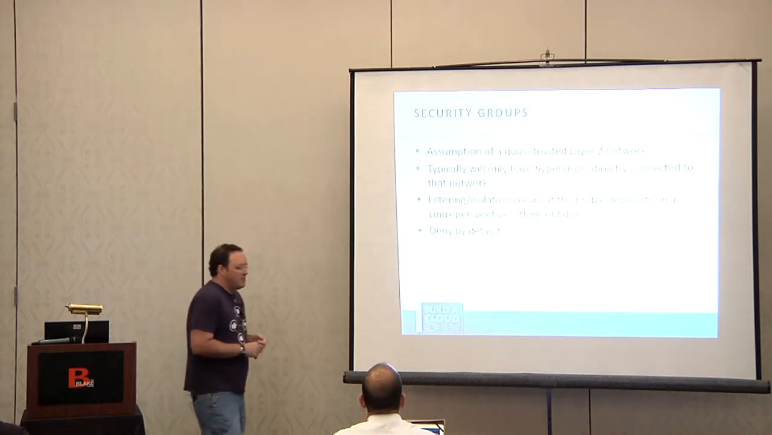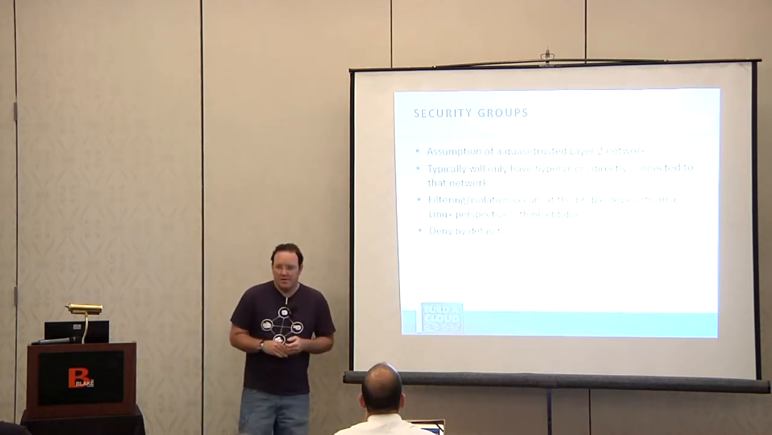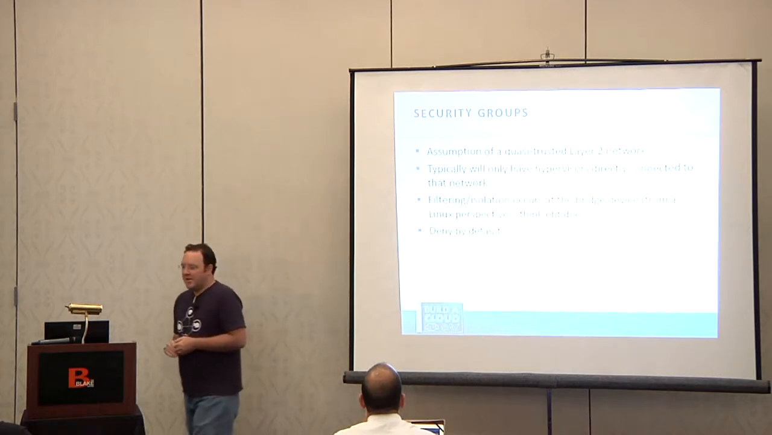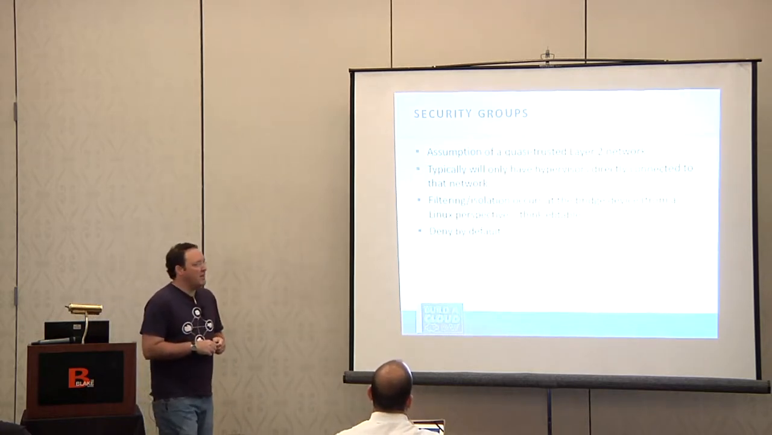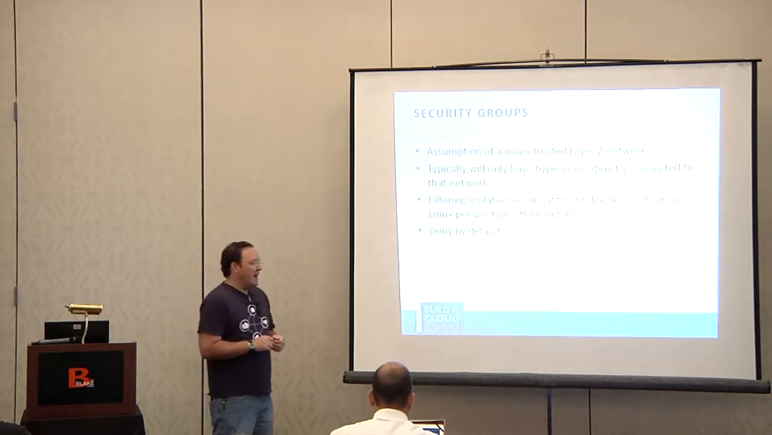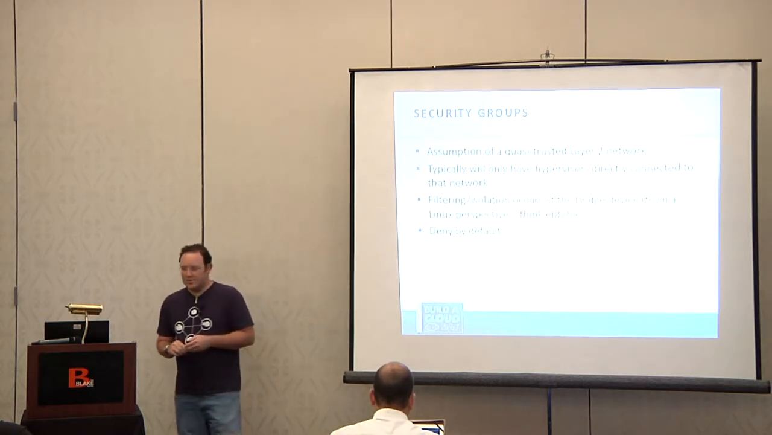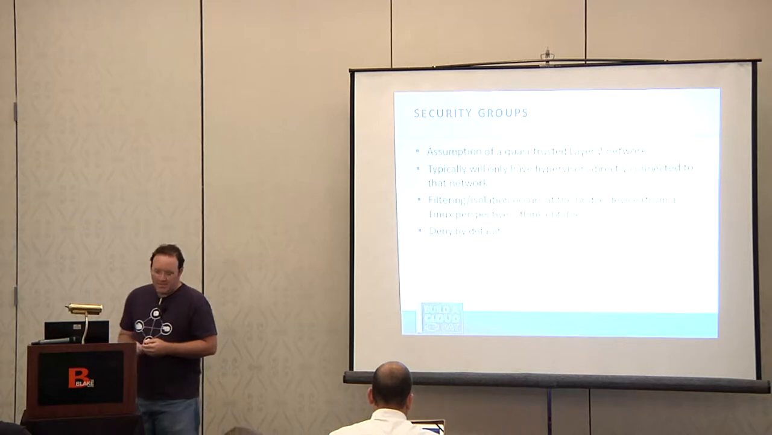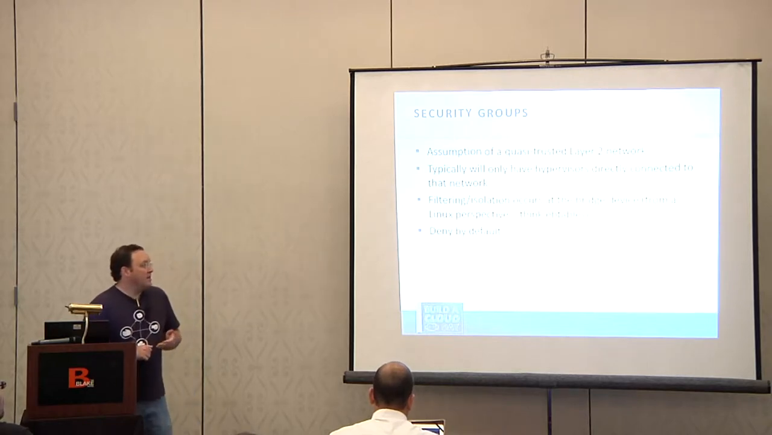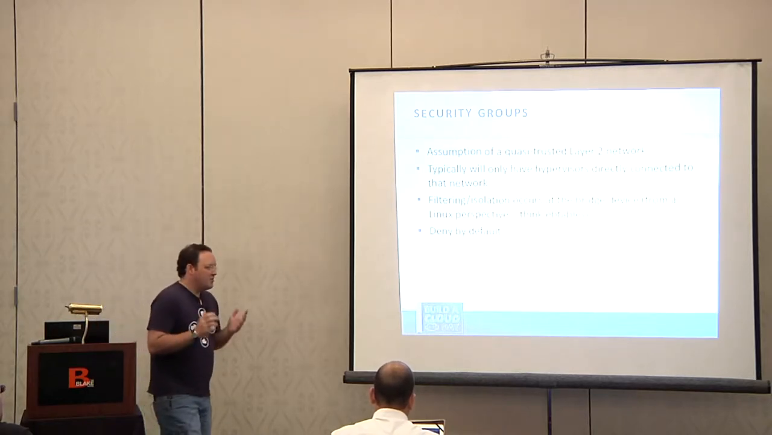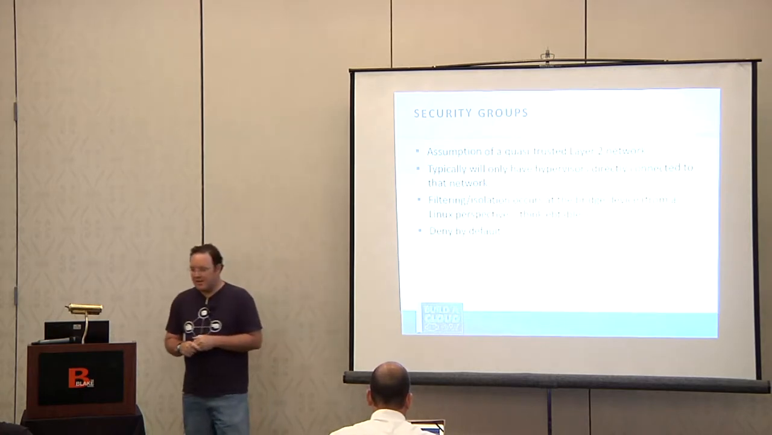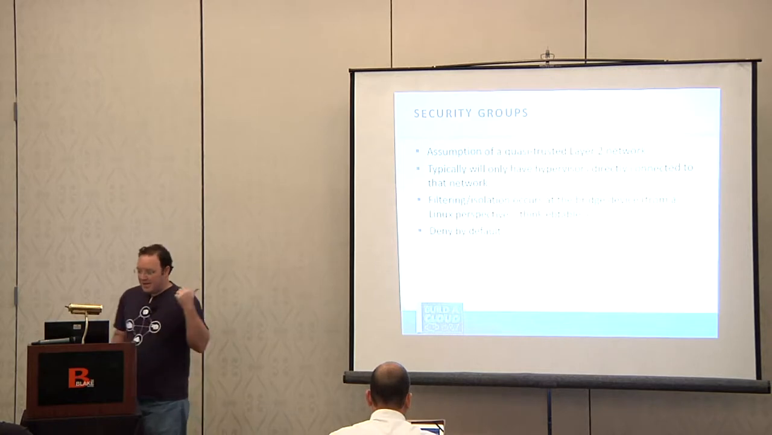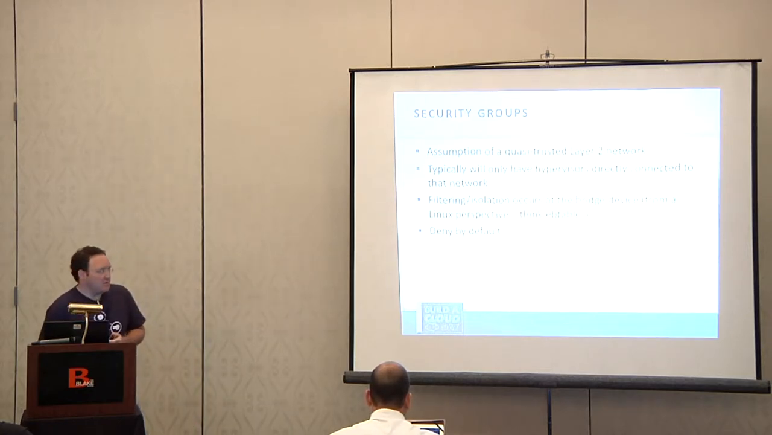So security groups, they assume that your layer 2 network is quasi-trusted. They assume that you effectively are controlling what's plugging into that layer 2 network, you know, your hypervisors basically. You may have some management elements in there. If you cannot control what's plugging into your layer 2 network, this is not going to work.